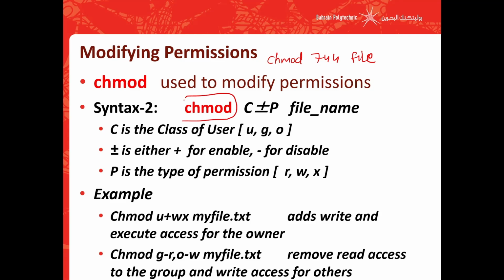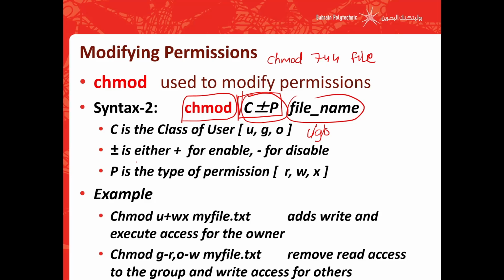chmod is already there. There's a new thing here, we'll talk about that, and then the file name is already there. So the only thing that's different is this part, the second part, right? In the second part, C here stands for the class of users. So UGO, instead of C, you can write U, G, or O, anyone, okay?